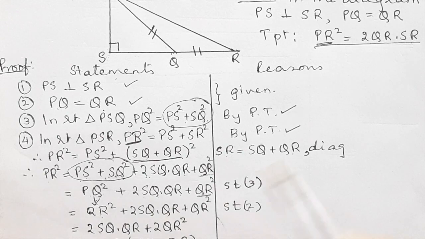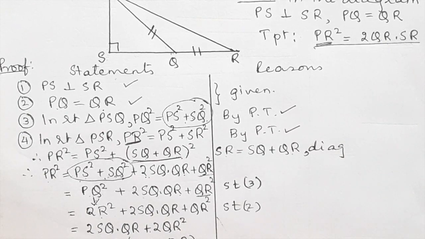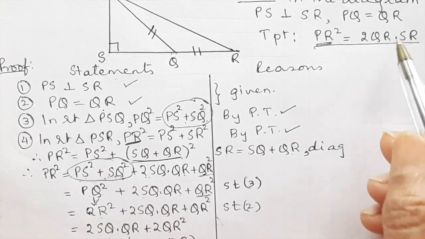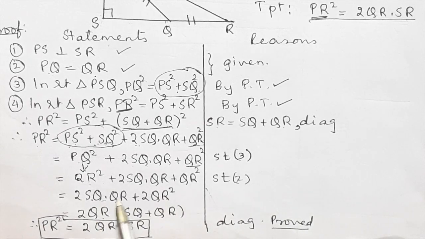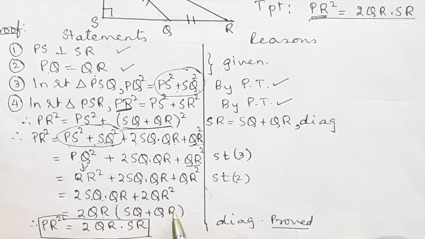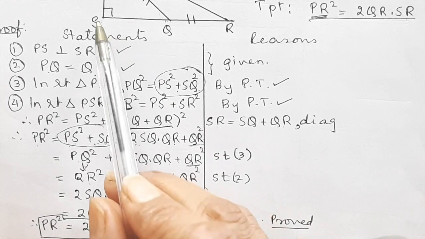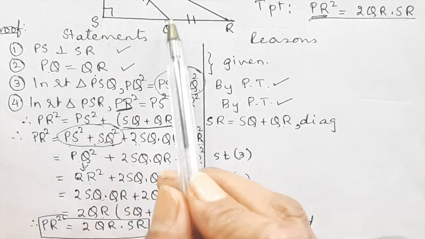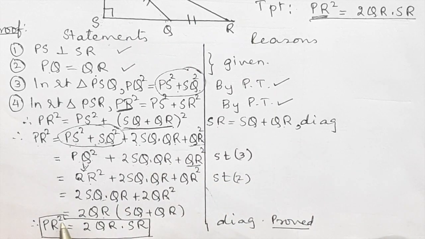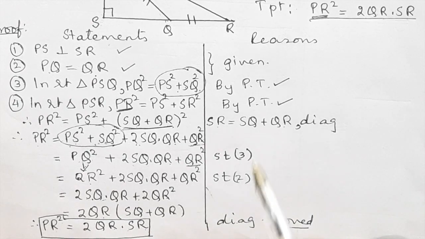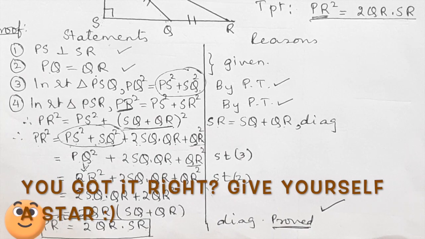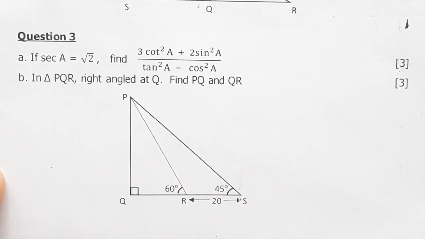Okay. Why did we write QR? Because there was QR here, right? We needed QR. We didn't need PQ. PQ is nowhere here. I don't want it. Okay. So we have 2 SQ into QR plus 2 QR square. So here we have QR common and 2 also common. So 2 QR into bracket SQ plus QR. Now SQ plus QR, look over here. We can see this diagram. SQ plus QR is SR. Therefore we say PR square is equal to 2QR into SR. And this is from the diagram and we have proved. Got that?